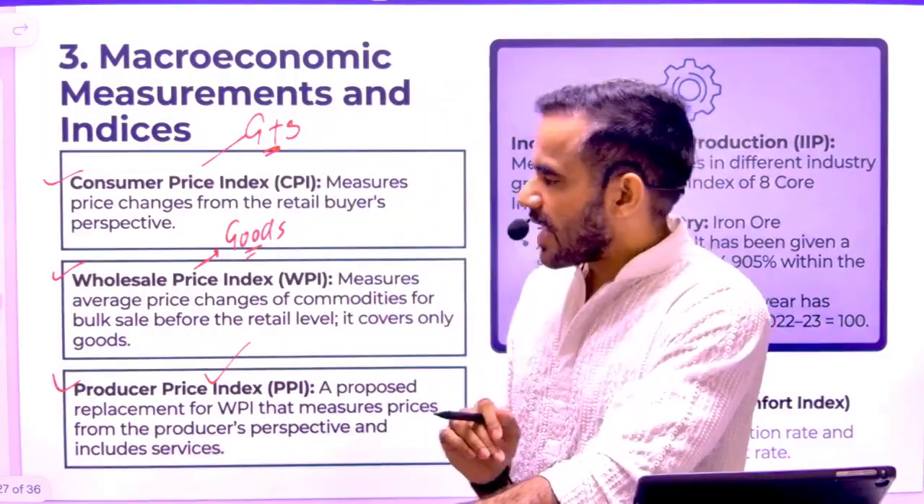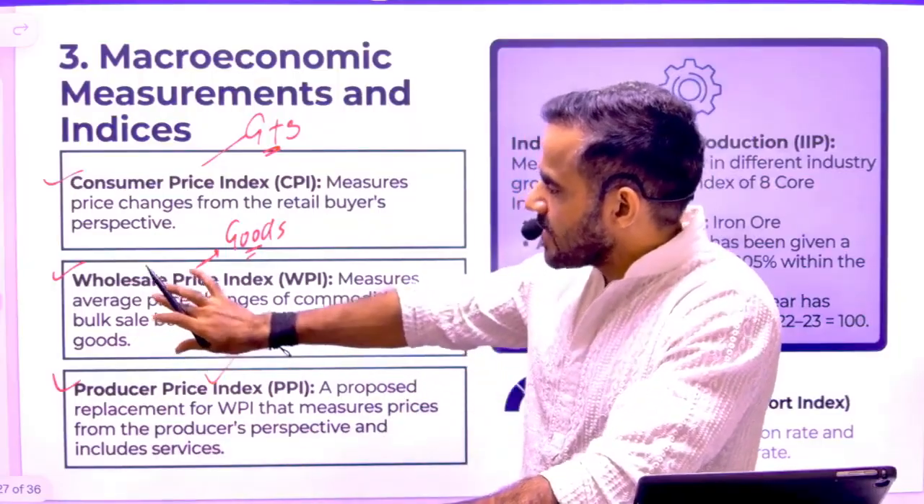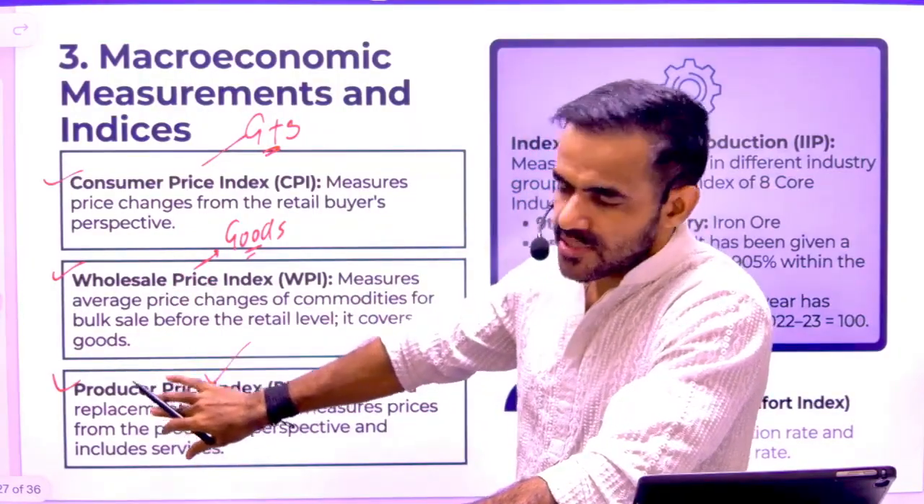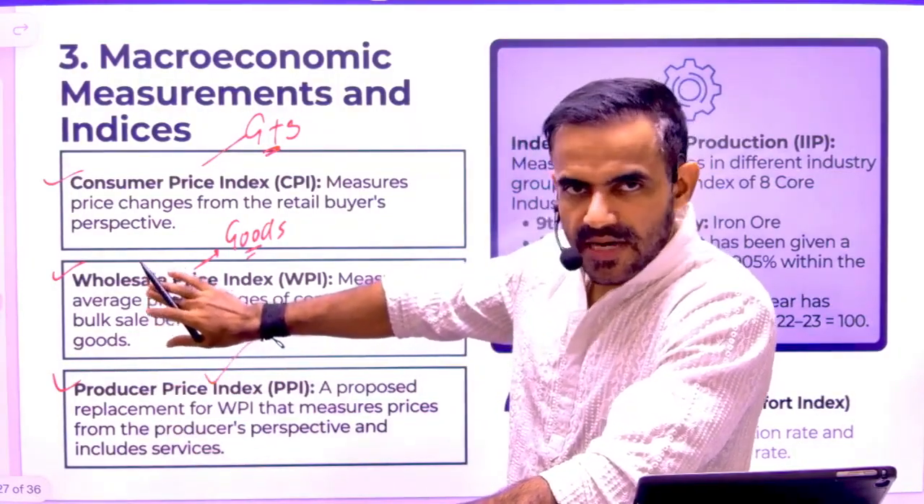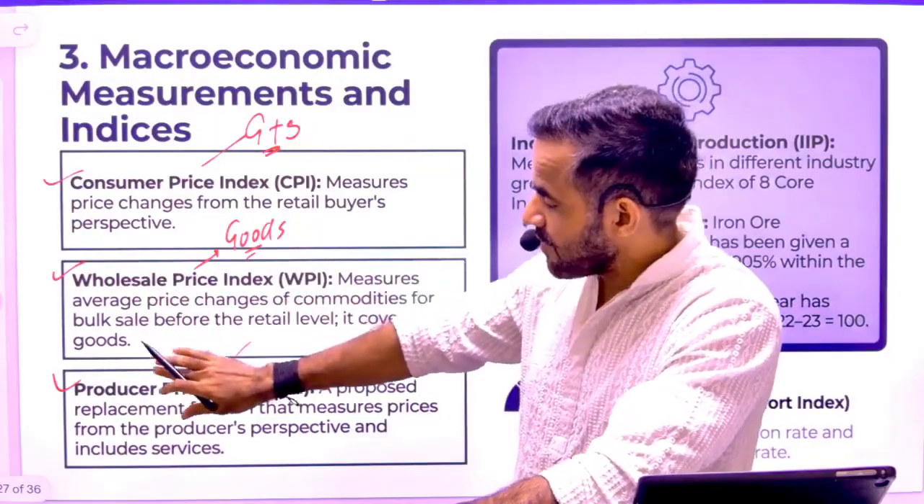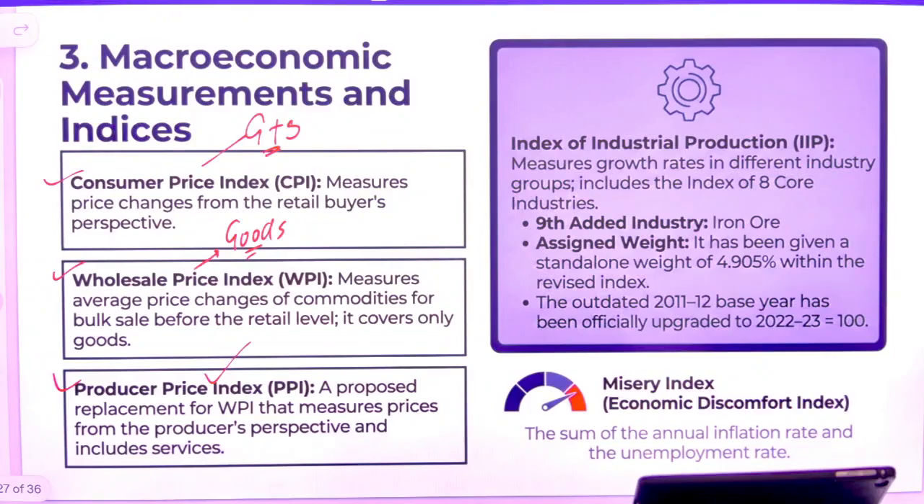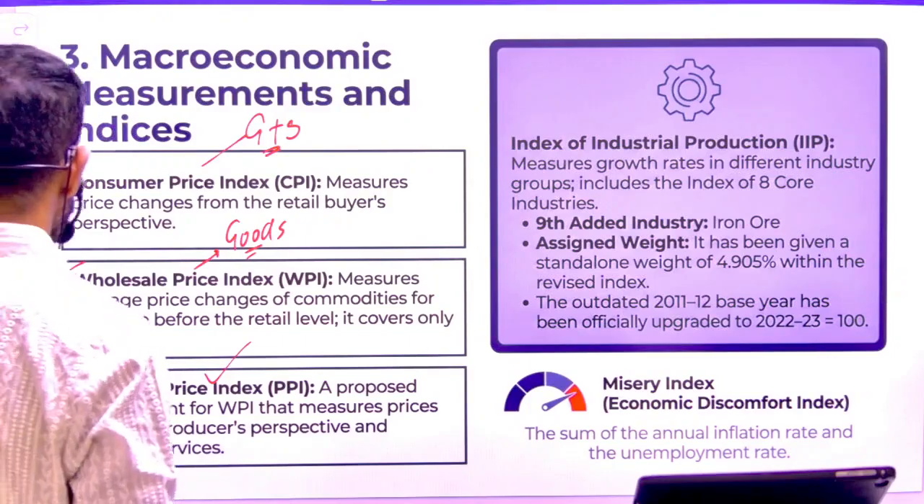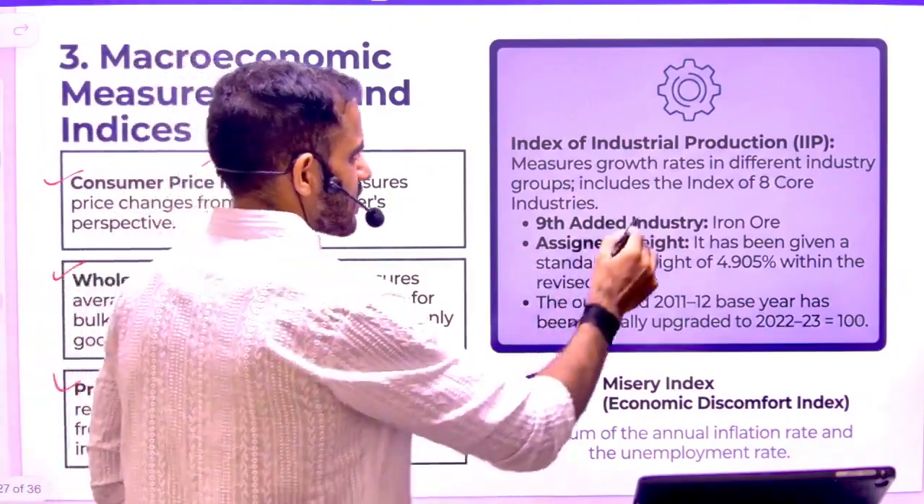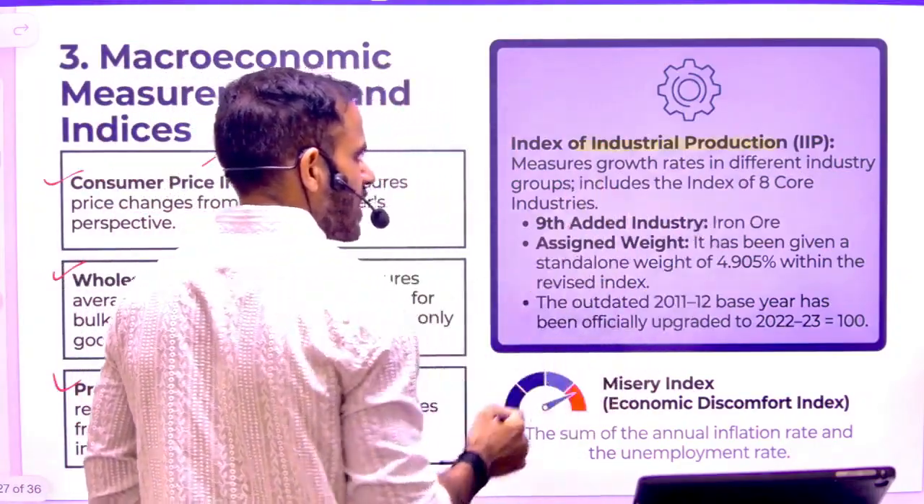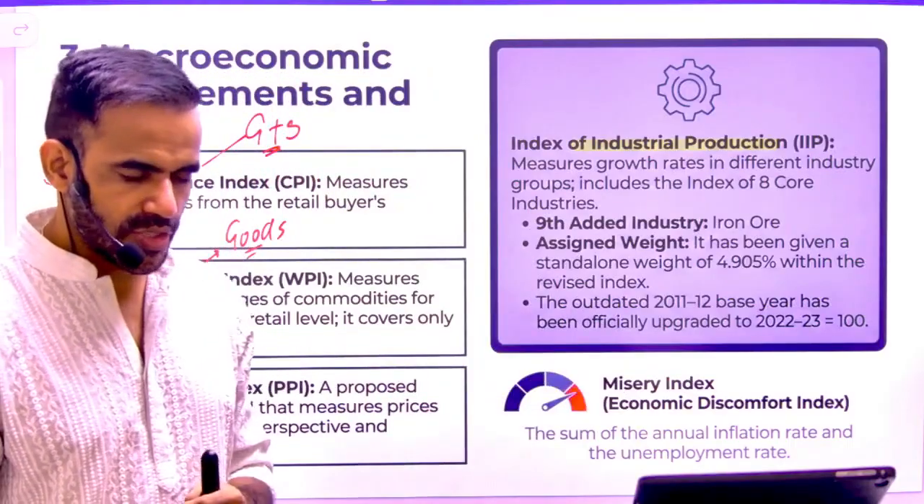So over a period of time, for the next 5 years, we will produce this as well as this. Over a period of time, we will phase this down. That means we will discontinue it and we will switch to PPI. That is the meaning. Now there is one more index, and that is the index of industrial production. The name itself is self-explanatory, it shows how much we are producing in our industries.